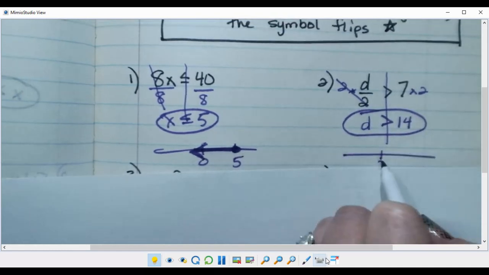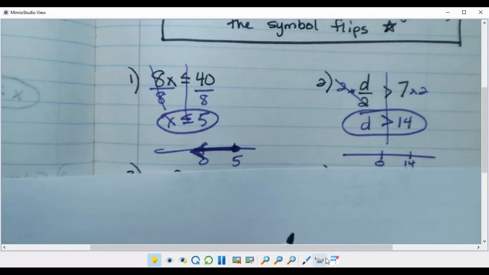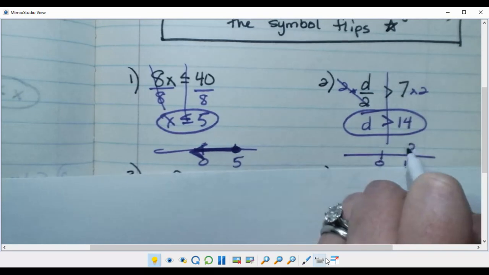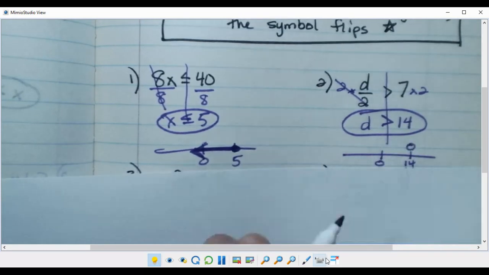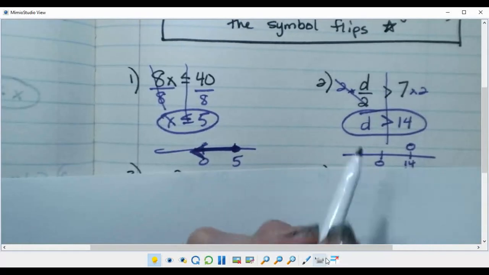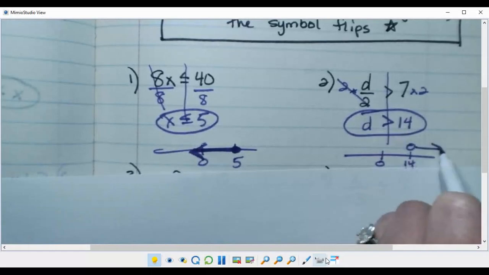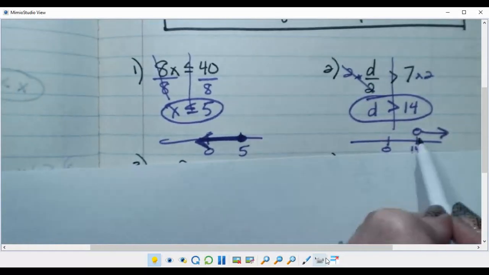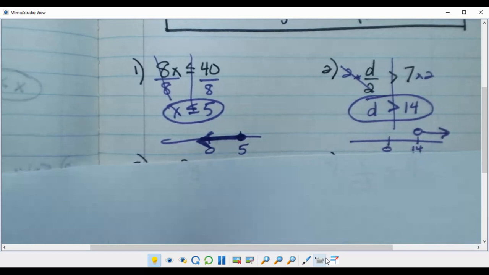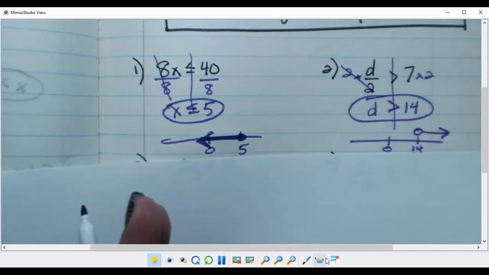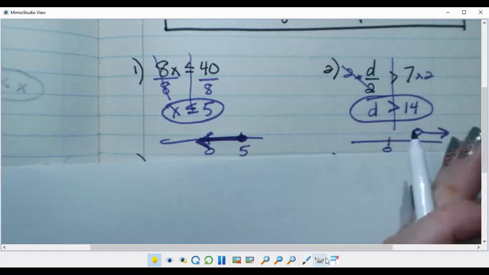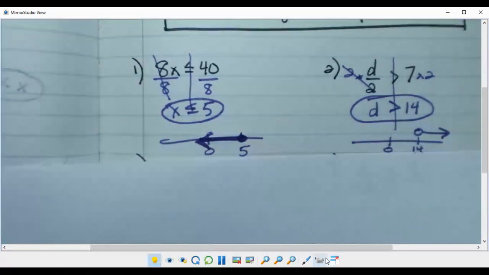If I wanted to graph, I'm going to have an open circle because it's not allowed to equal 14. You can see my old habit of writing it above the number line. And then I want all the things bigger than 14. All right, you can see how sometimes that's a little bit easier to see than when you put it on the line. Those were two very straightforward problems, one multiplying, one dividing. Undo what you see, we're good to go.